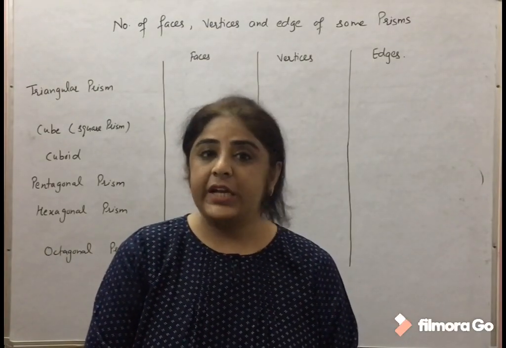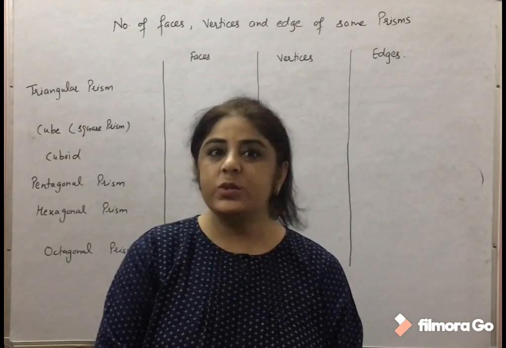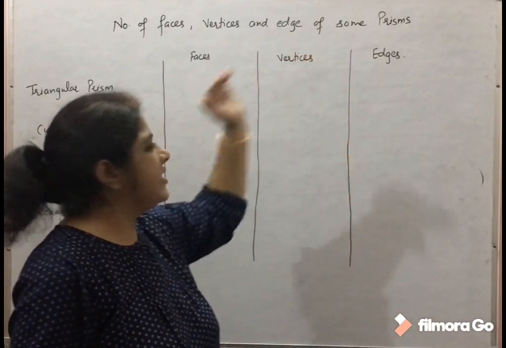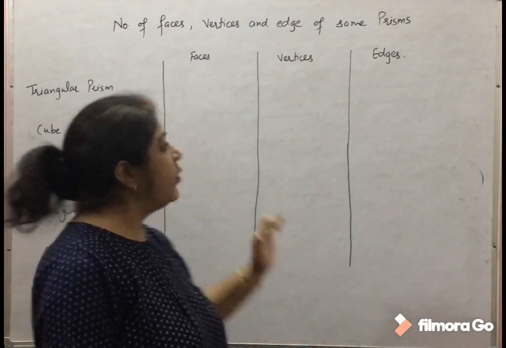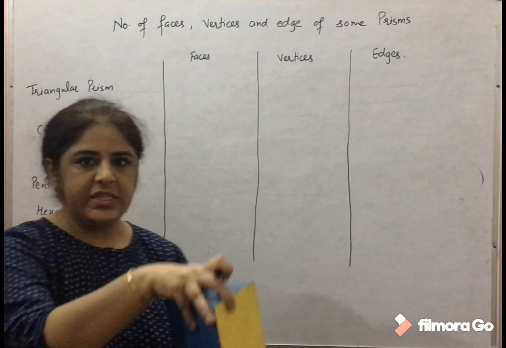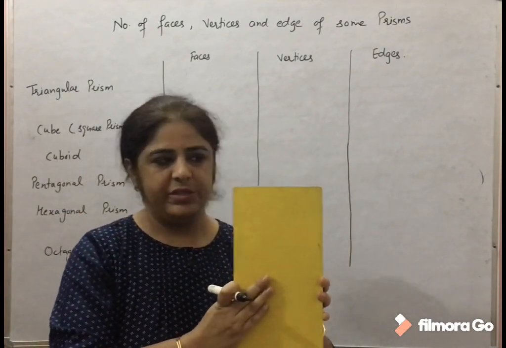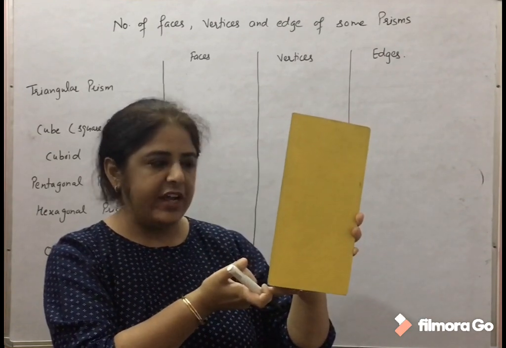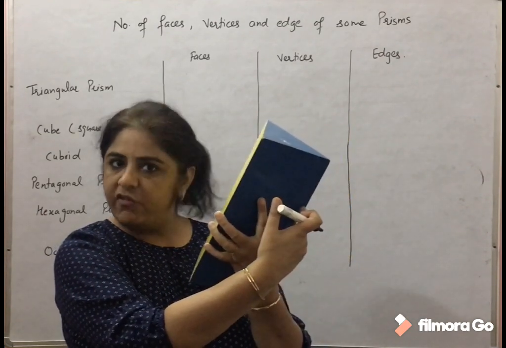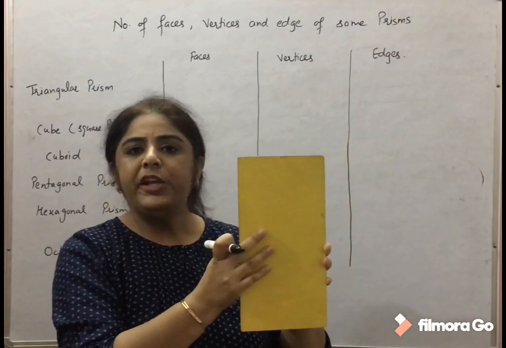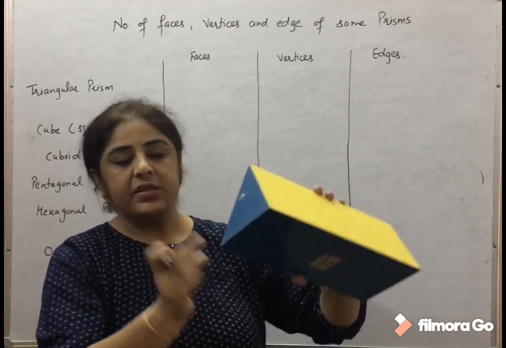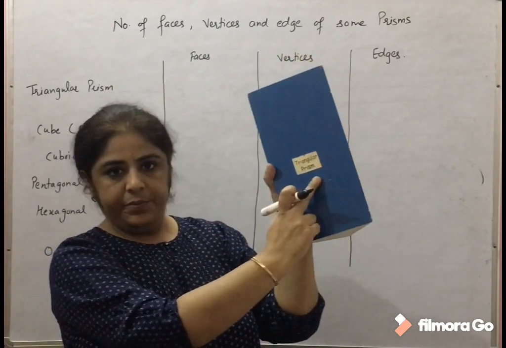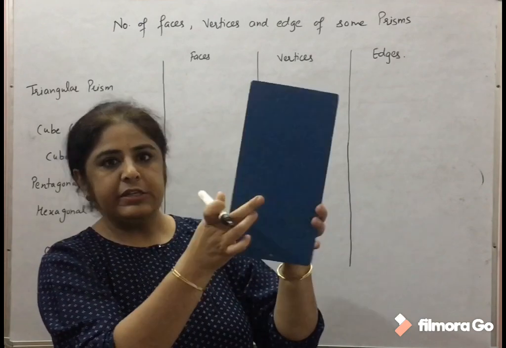Now we will count how many total faces, total vertices and total edges some prisms have. So first we will go with the triangular prism. This is an example of a triangular prism. As we know, in a triangular prism, top and base are identical triangles. Side faces are always parallelograms. So how many total faces does it have? Observing 1, 2, 3, 4 and 5.